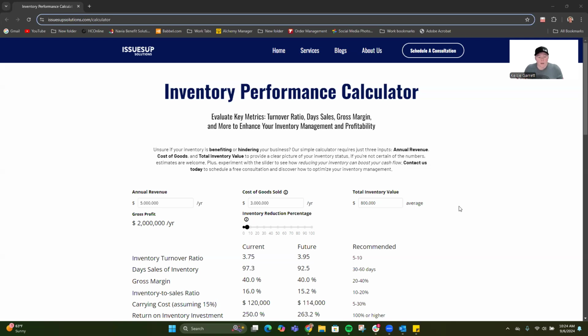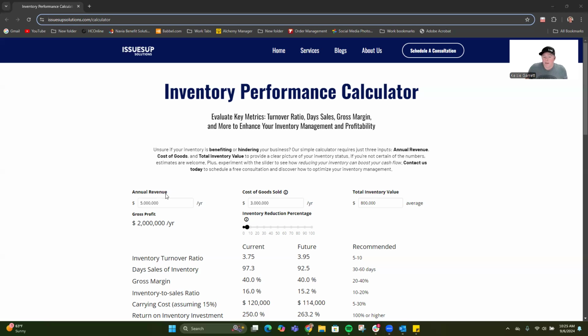So if you're on this page, it's likely that you have seen our resource guide and you just don't want to math. I get it. So we built this just for you. All you need is three different numbers: your annual revenue, your cost of goods sold, and your total inventory value. Now, if you don't know the exact numbers, you can estimate, but it's best to have numbers as close as you can get them.